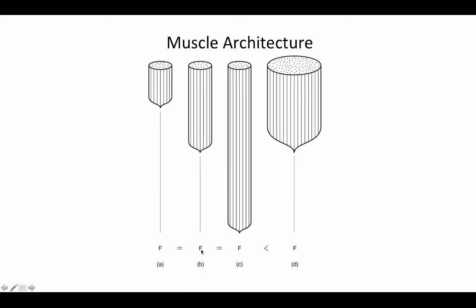So force equals force equals force in all three of these because they all have the same cross-sectional area, the same area of this cut edge. This one is shorter than this longest one, but it's going to have a greater amount of force because of this larger cross-sectional area. If we think about the velocity, the shortening velocity is going to be determined by the total length of the muscle.